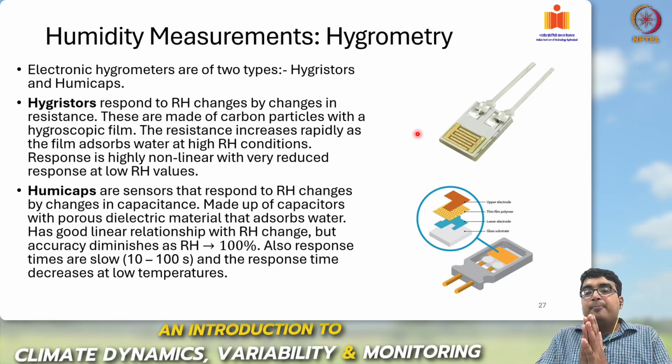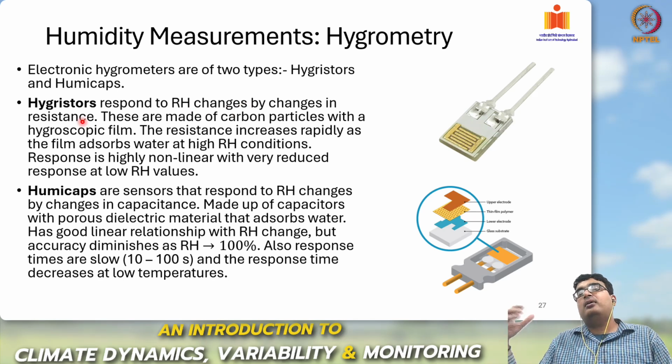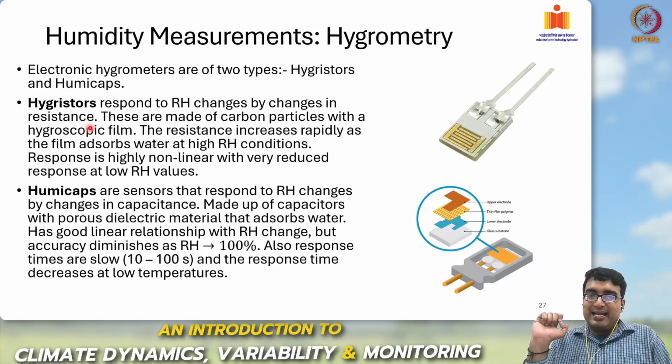However, there are better ways to measure humidity electronically as well, and two of them are hygristors and humicaps. These are electronic hygrometers. Hygristors respond to relative humidity changes by changes in resistance. So here again you have a change in the resistance due to change in relative humidity of air. Hygristors are made of carbon particles with a hygroscopic film.